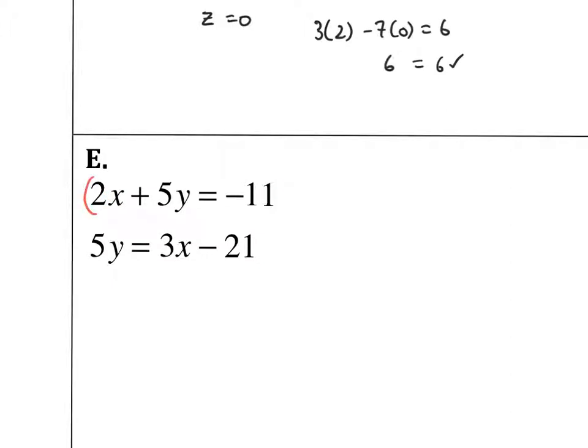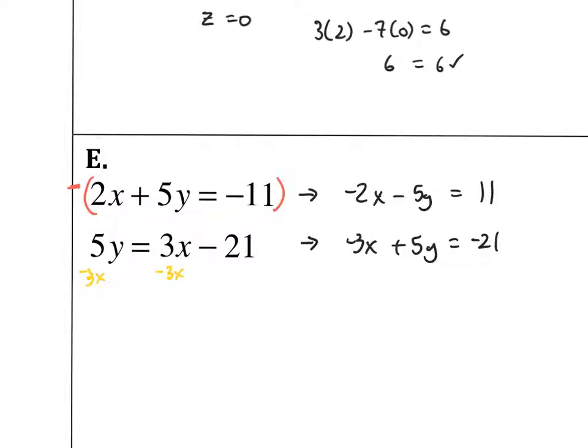So if I multiply this one by negative 1, then the 5y's will be negative 5y and positive 5y. And at the same time, I'm going to align by subtracting 3x from both sides. So in doing that, I get negative 2x minus 5y equals positive 11. Take the opposite. And then this one, when I subtract the 3x from both sides, I get negative 3x plus 5y equals negative 21. So steps 1 and 2 were done at the same time, aligning and multiplying.